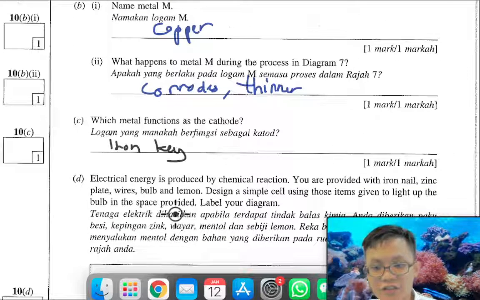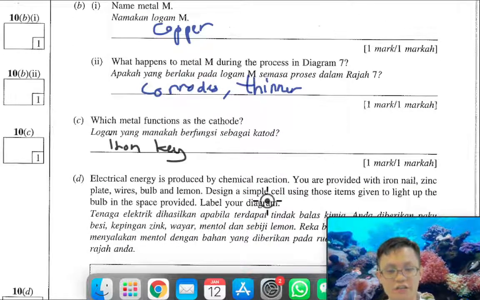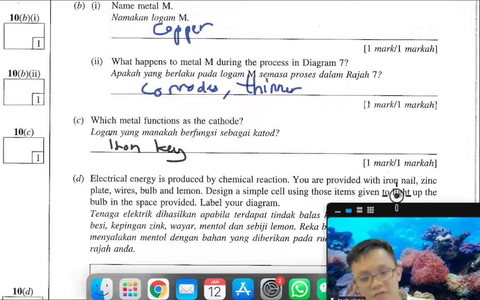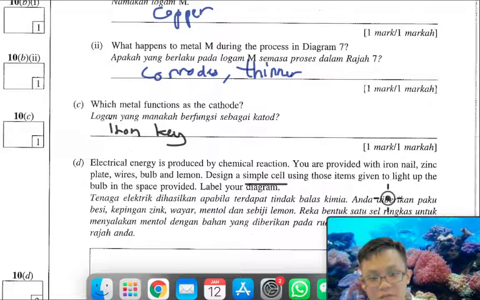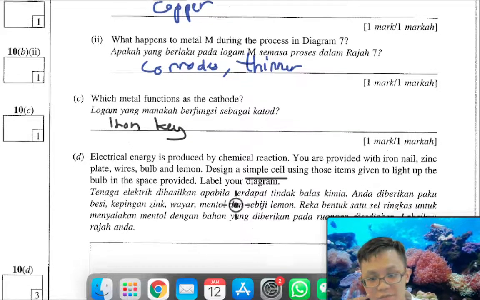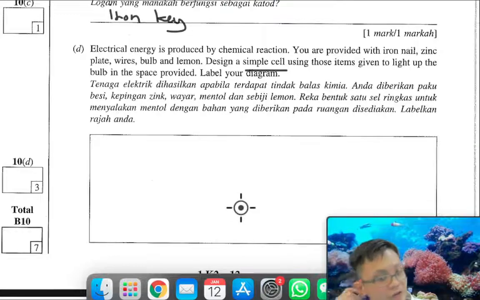Electrical energy is produced by chemical reaction. You are provided with iron nail, zinc, wire, bulb, and lemon. Design a simple cell to light up the bulb. So how do you want to do this?